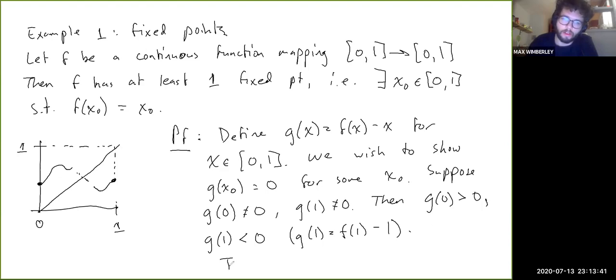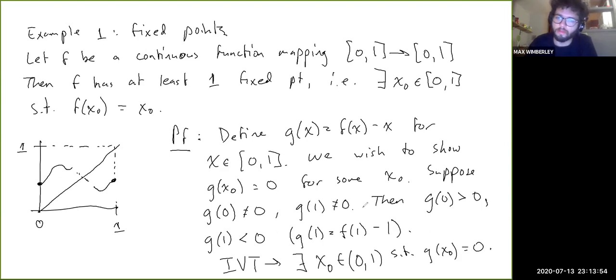So then the intermediate value theorem says there exists an x naught in the open interval (0, 1) such that g of x naught equals 0. Because 0 is then in between g of 0 and g of 1, right? And that's exactly what we wanted to show. So it's a very cute little argument.